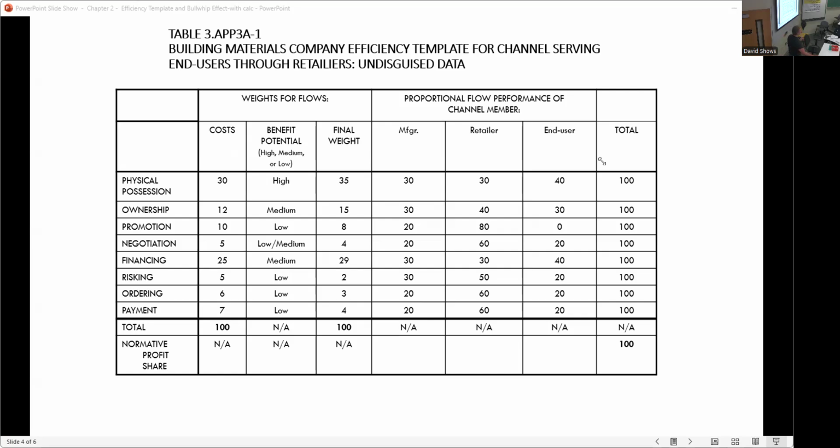All right, here's the stuff that you're going to be doing work in. We need to take account of the final weight and the performance for each one of the channel members. If I take into account this, then this is what I'm calculating, and this is the important thing, the normative profit share. This is what each channel member should get, okay? We're all moving along the same lines, and you're going, just tell us what we're supposed to calculate. Coming up. Oops, that's the answers. I can't show you that.